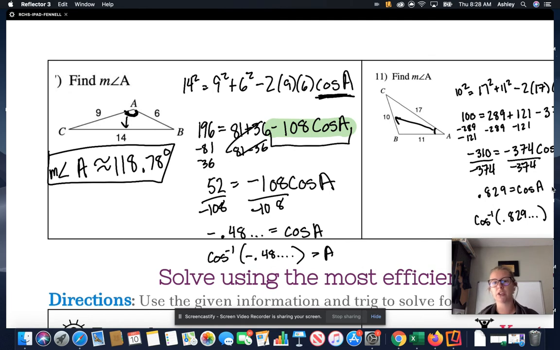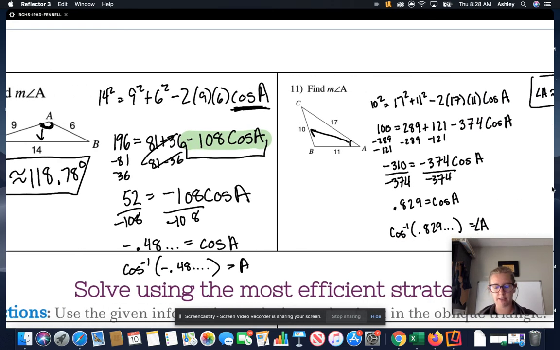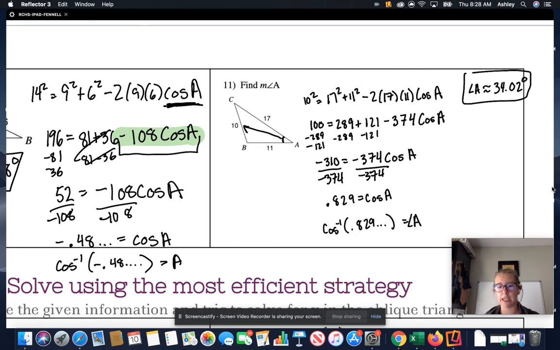All right, of course, you are going to try this other problem, but to save some time on this video, I already did it for you. So let's walk through what we did. This time we are also solving for angle A. So we want to set it up using our opposite side. 10 is going to go on the left-hand side of our equation. 10 squared equals my other two sides squared and added together. That's 11 and 17 in this case, minus 2 times those values. 2 times 17 times 11 times the cosine of A.